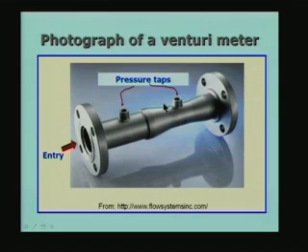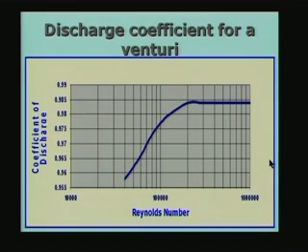So, these two pressure taps are used for measuring the delta P, which is related to the Q of the Venturi meter, or the velocity, the flow rate.